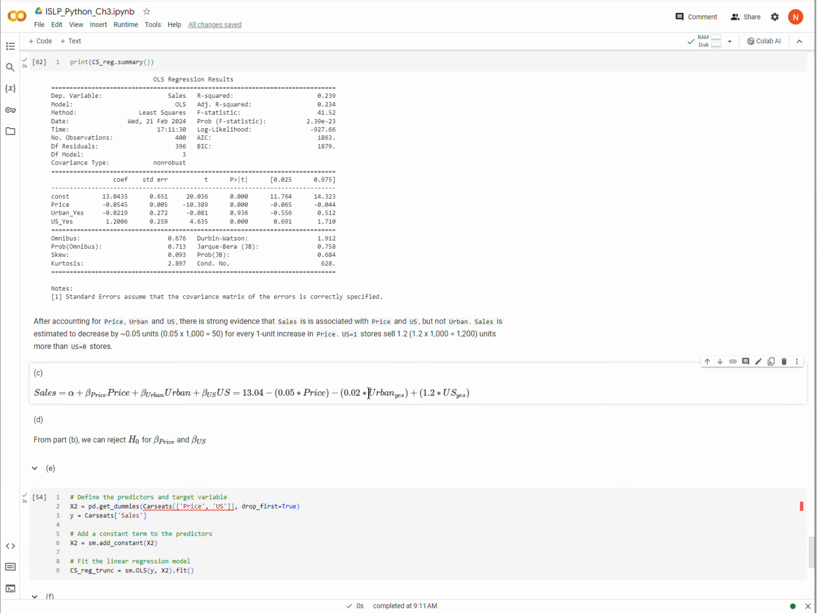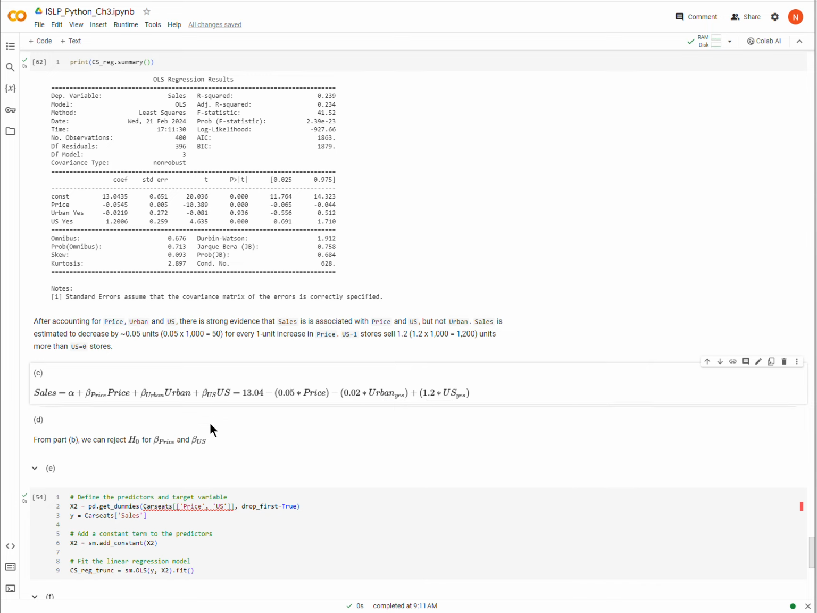It wants us to take care to pay attention to the fact that both urban and US are categorical variables, and they are encoded as 1 and 0, right? And so I could put this as a 1 and this as a 1. I'm not really sure how they want us to take care of this, but I'm just saying that when urban is yes, then this is all that, and the value when it's no is 0.